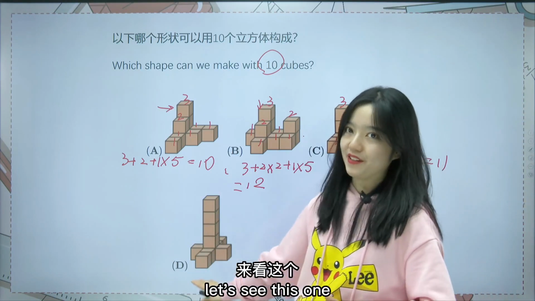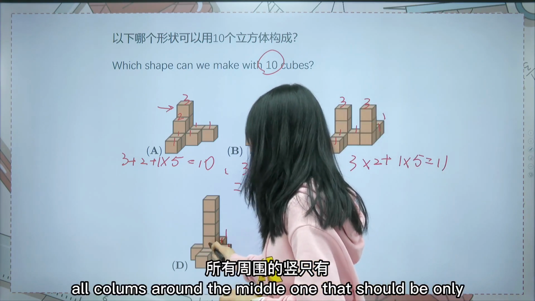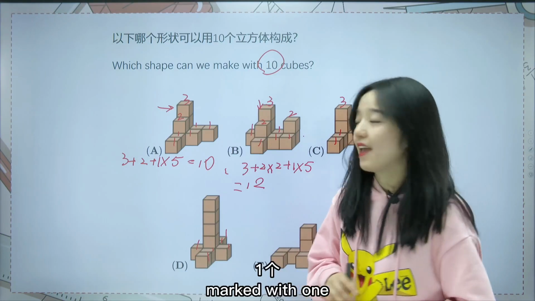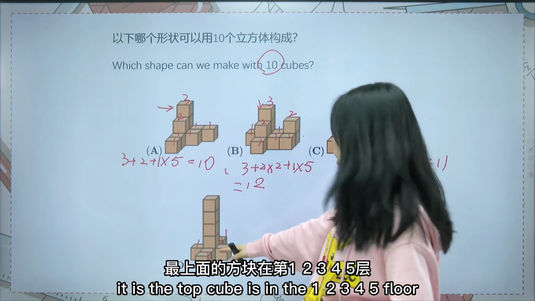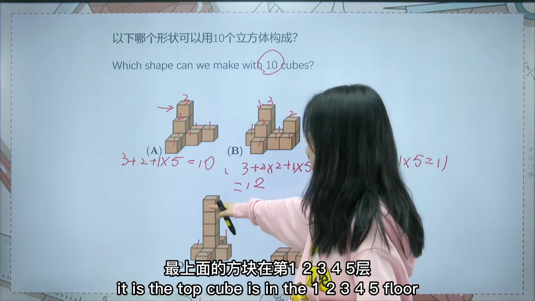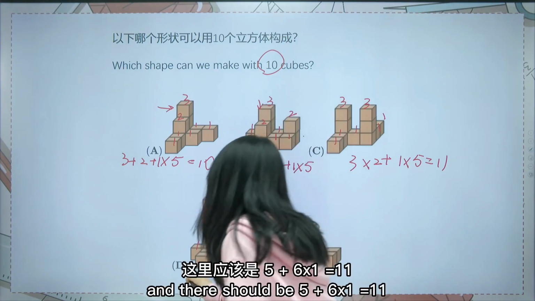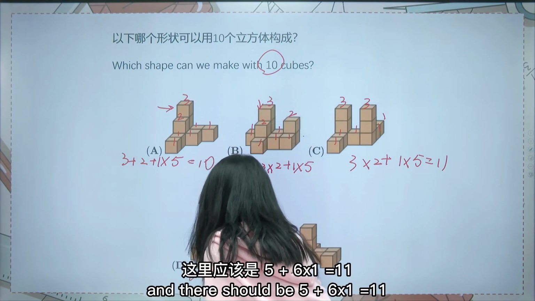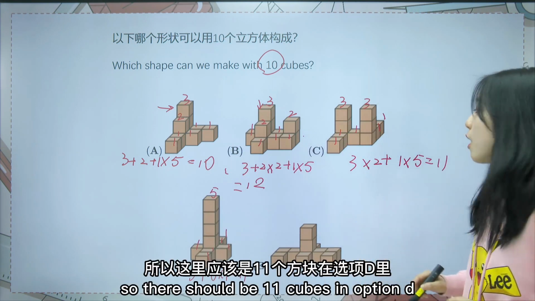And let's see this one. It is quite simple, right? All the columns around the middle one should be marked with 1. And for the middle one, the top cube is on the 1, 2, 3, 4, 5th floor, so we can mark it with 5. And there should be 5 plus 6 1s, so 6 times 1 equals 11. So there should be 11 cubes in option D.